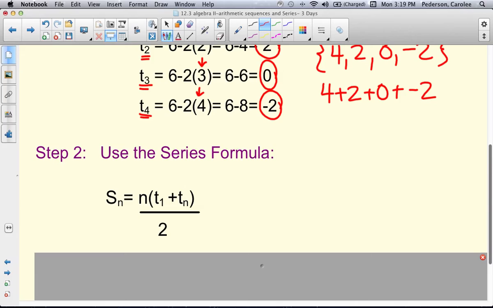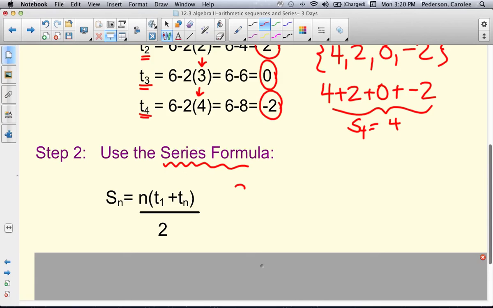I'm going to show you how to use the series formula to find the sum. Now, it would be very easy to just take these 4 numbers and add them up. 4 plus 2 is 6. 6 plus negative 2 is 4. So the sum of these 4 terms is 4. The problem is when you get into very large amounts of terms, let's say 20 or 30 or 50 terms, you wouldn't want to find all 50 terms and add them up.